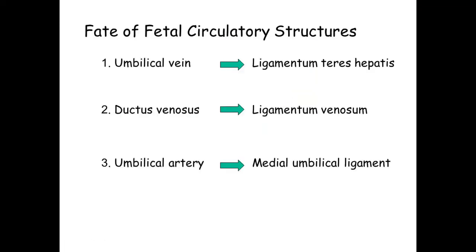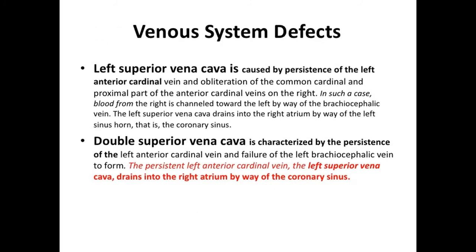So what is the fate of the circulatory system? The umbilical vein disappears and the remains are the ligamentum teres hepatis. The ductus venosus present in the liver, which rechannels the blood from the umbilical vein into the inferior vena cava, disappears and remains as the ligamentum venosum. The umbilical artery itself forms the medial umbilical ligament, because after birth they all are closed.